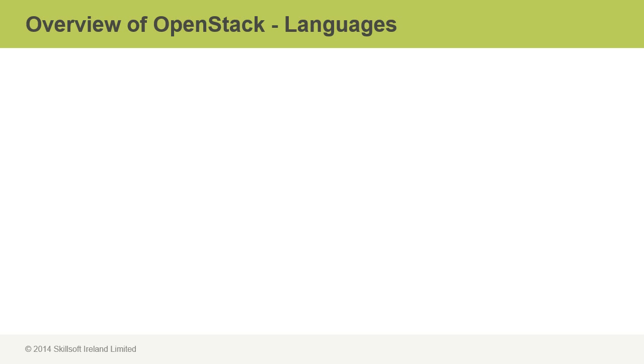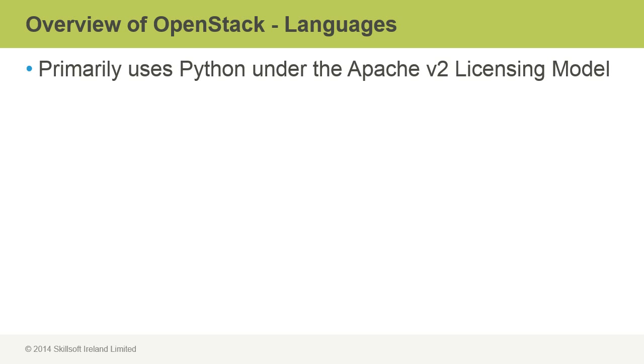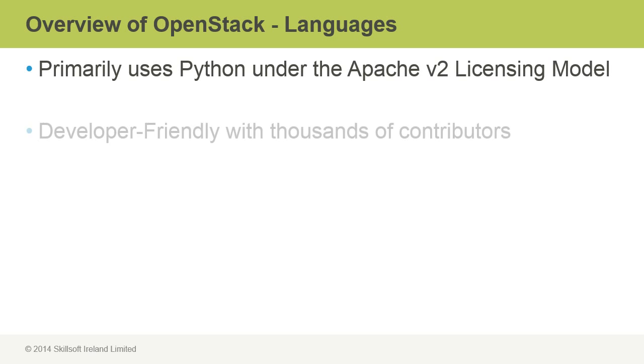Now, some people are interested in knowing what languages it's based on and how OpenStack is put together. Now, that's not as important as it might first seem, but primarily it uses Python, and it's licensed under the Apache v2 licensing model. Now, this has often been referred to as an incredibly developer-friendly set of tools and languages that in turn has allowed for thousands of individual contributors, both corporate and individual, making contributions back to the common OpenStack repositories. You can also customize OpenStack just for your own use, but you do have to follow the rules of the licensing agreement, but a lot of people are contributing back into the main pool.